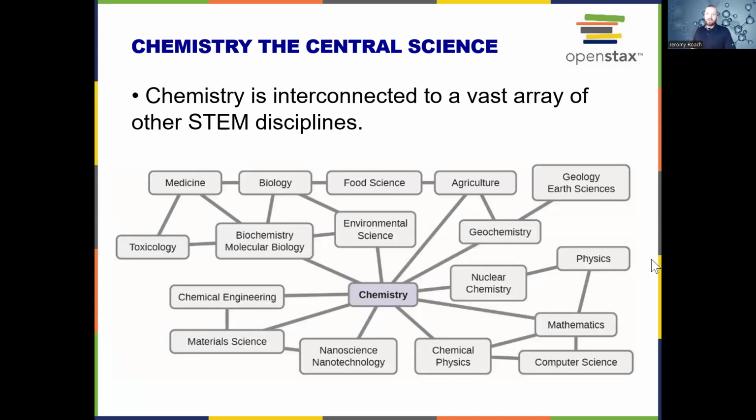Chemistry is connected to a lot of STEM disciplines. So if you are going to be studying medicine or agriculture, or physics, mathematics, even computer science, chemistry is very much related to many other scientific fields and math fields.